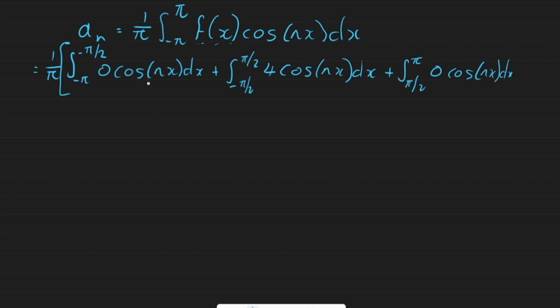So this first term is going to give us 0. So this term is also going to give us 0. And we're left with the second term. So we have 1 over pi. And we can integrate it. The integral of cos is sine. So let's just take the 4 out. So we have 4 over pi. And we can integrate cos nx. So the integral of cos is sine. So we have sine nx over n, and we are integrating that between minus pi over 2 and pi over 2.